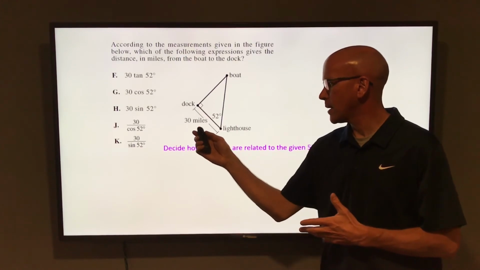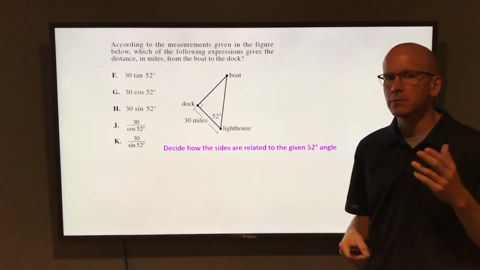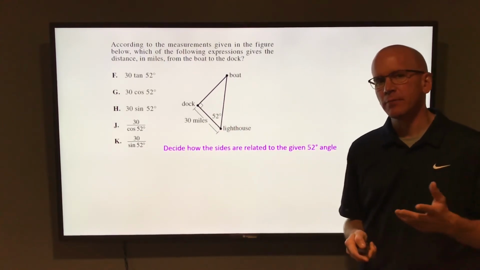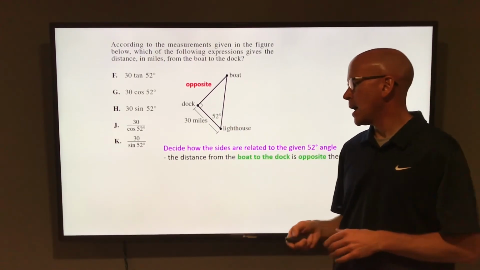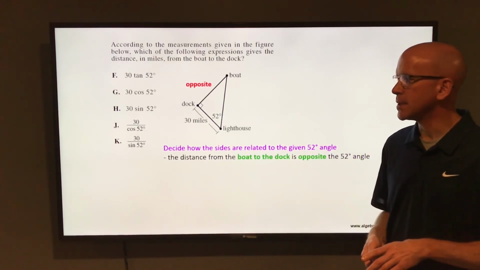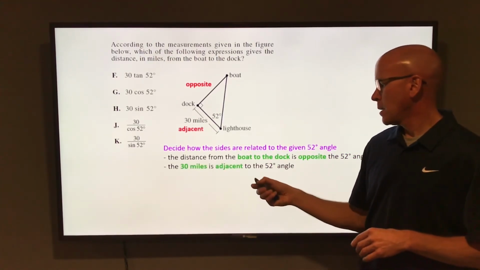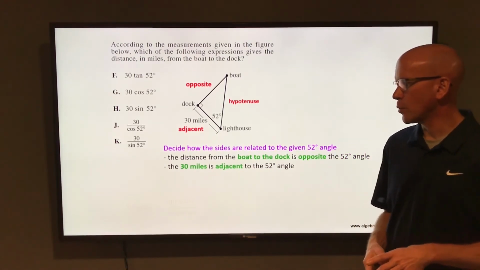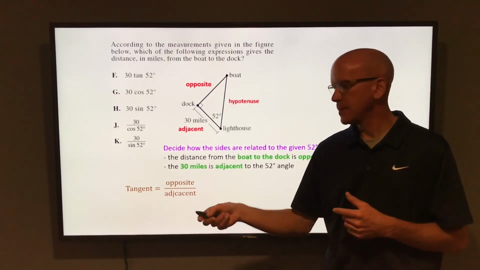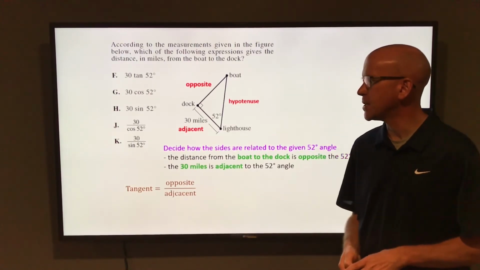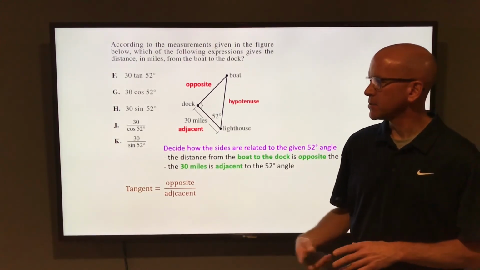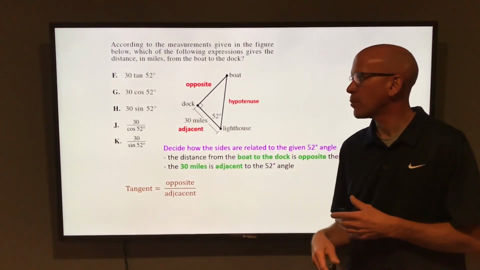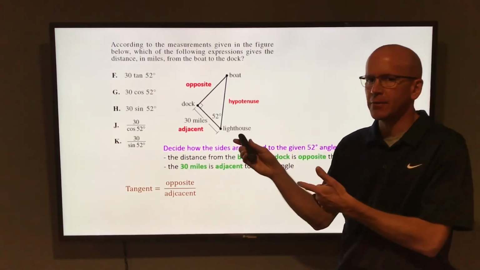So the boat to the dock is opposite. The dock to the lighthouse here, 30 miles, is adjacent. Those are the two sides we're using. So we're using opposite and adjacent. If you remember anything about sine, cosine, and tangent, with opposite and adjacent, we're going to be using tangent. And tangent is equal to opposite over adjacent. You can about guess right now what the answer is going to be, because the only one up there using tangent is 30 times the tangent of 52. So I can tell you right now that's going to be the answer.